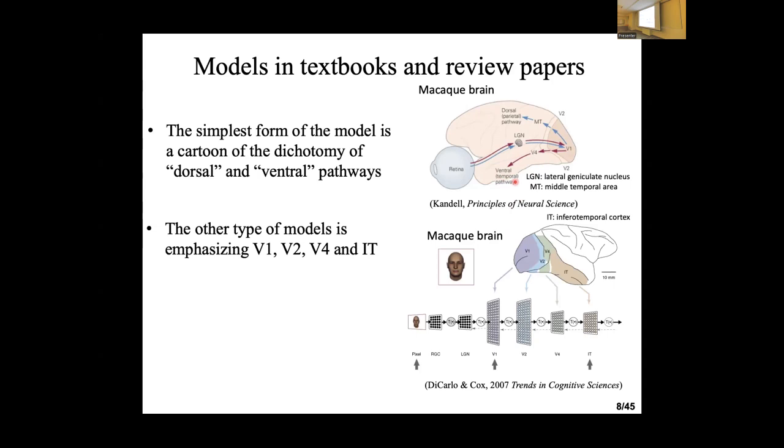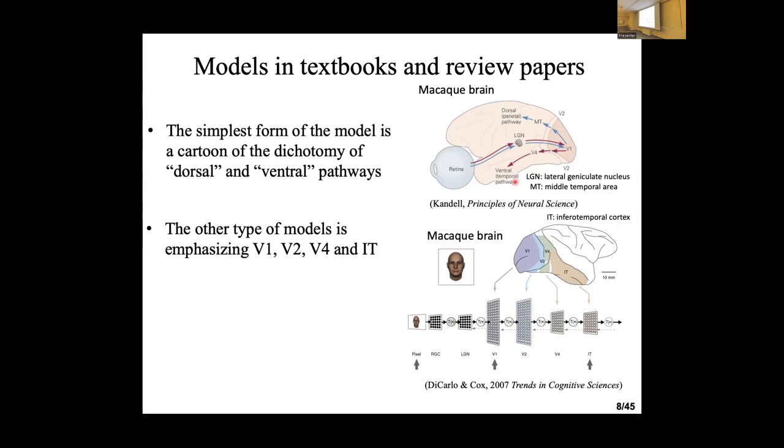This other model emphasizes feed-forward processing from ganglion cell, LGN, V1, V2, V4, IT cortex. This is actually affecting many current neural-inspired convolutional neural network models of visual processing, which often emphasize V1, V2, V4, IT cortex.